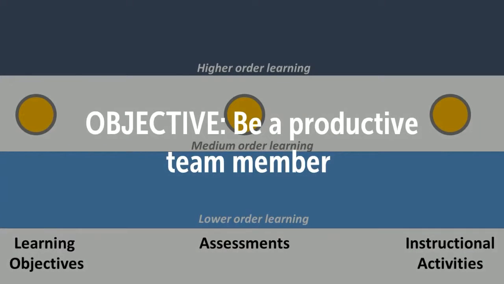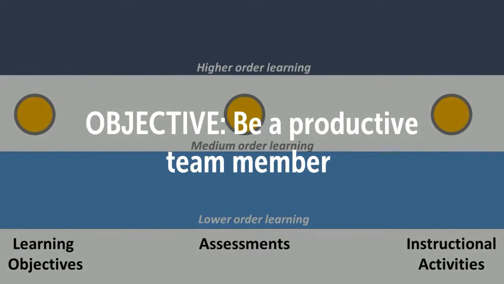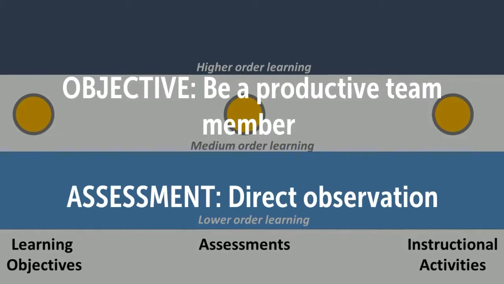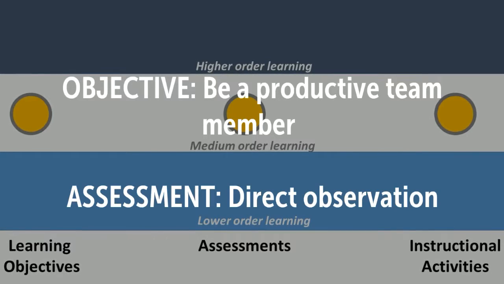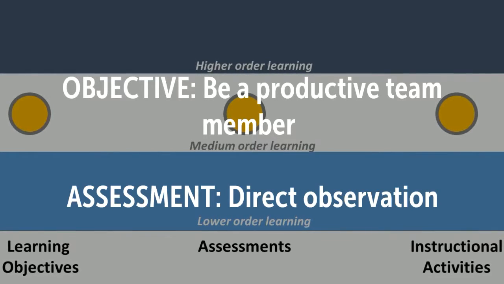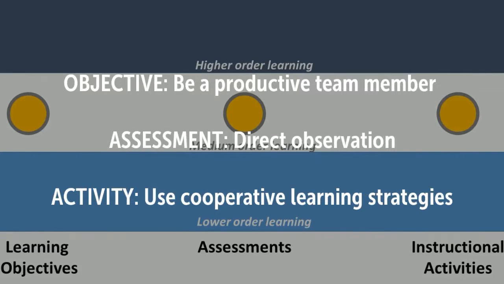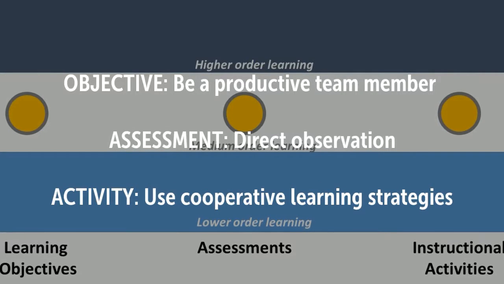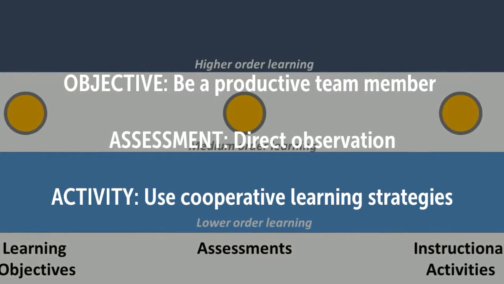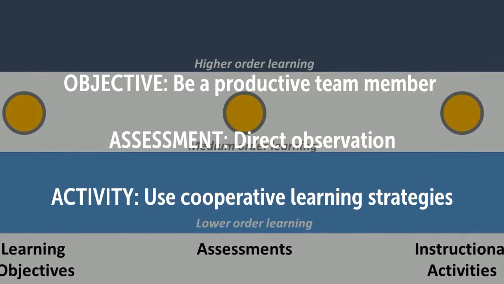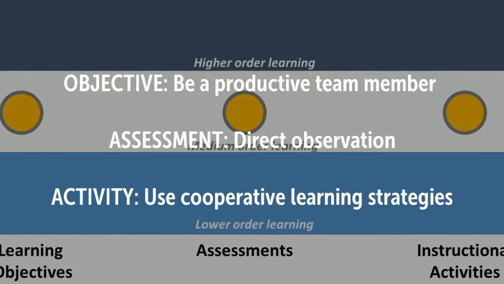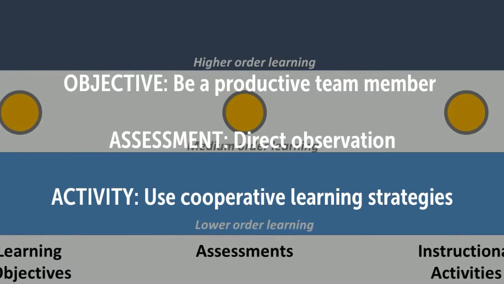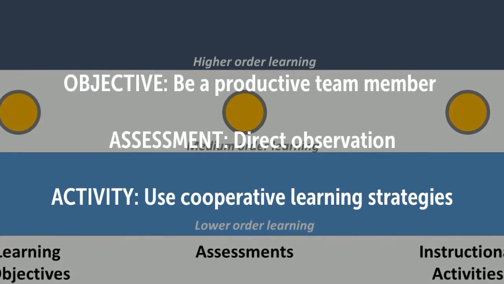Maybe your objective is not cognitive, but behavioral, like to improve team skills. Your objectives state that you want to develop team skills in students. You may assess them through direct observation of these behaviors, maybe using a rubric or peer evaluations from the team members. Finally, you need to give students opportunities to work in teams. This can be accomplished in cooperative learning strategies such as the jigsaw method, send a problem, or course formats such as team-based learning or problem-based learning.